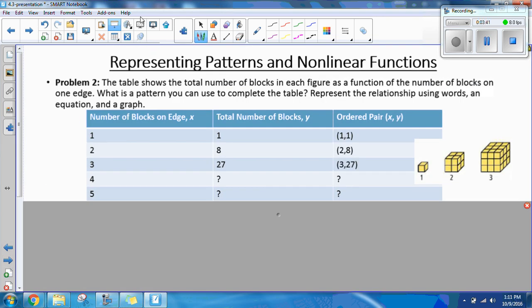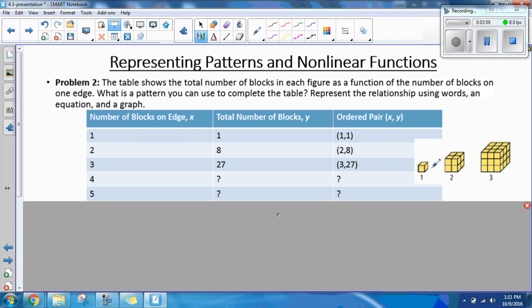Representing patterns and nonlinear functions. The table shows the total number of blocks in each figure as a function of the number of blocks on one edge. What is a pattern you can use to complete the table? Represent the relationship using words, an equation, and a graph.